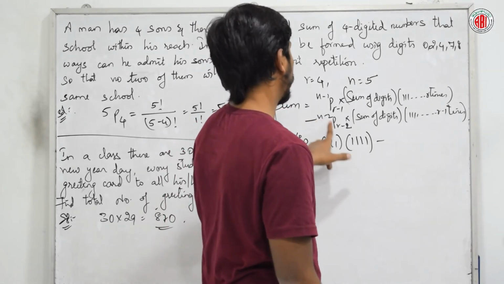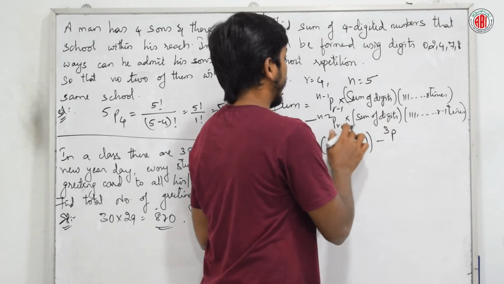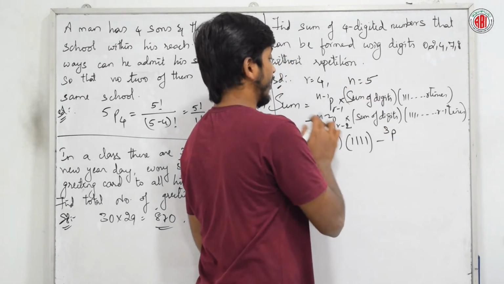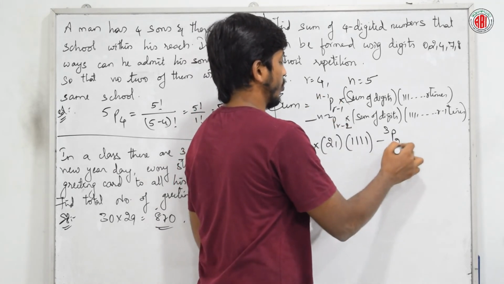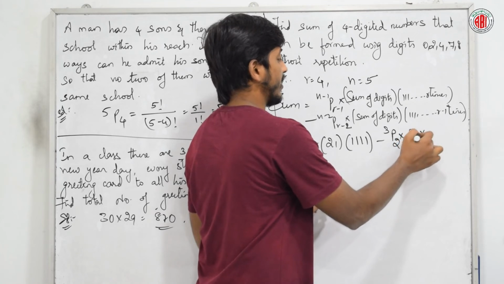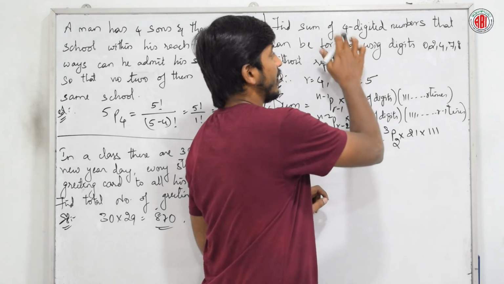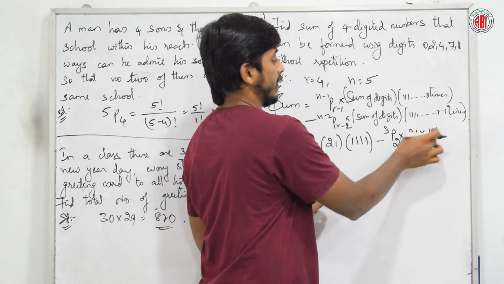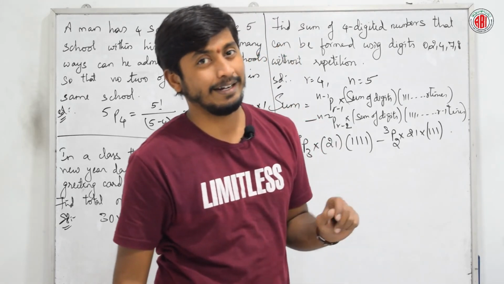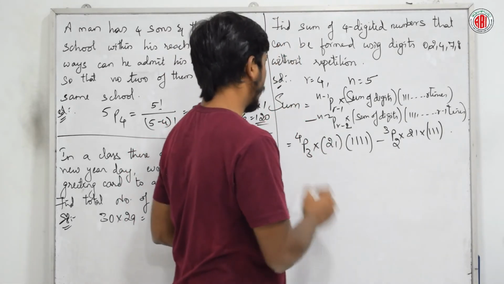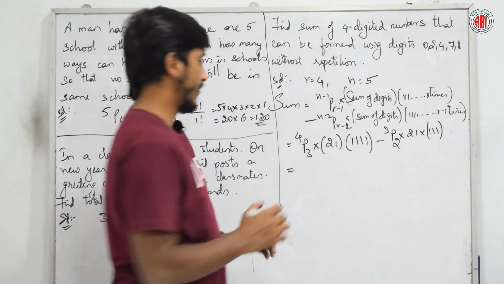Minus (n-2)P(r-2). 5 minus 2 is 3, P, r minus 2, 4 minus 2 is 2, into sum of digits 21, into 111. r minus 1, since it is 4, 4 minus 1 is 3, so 111. Clear? Did you understand? Fine. What is 4P3? 4 factorial by 1 factorial. Can I write it as 4 factorial?